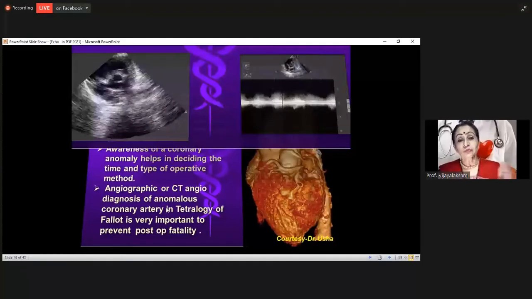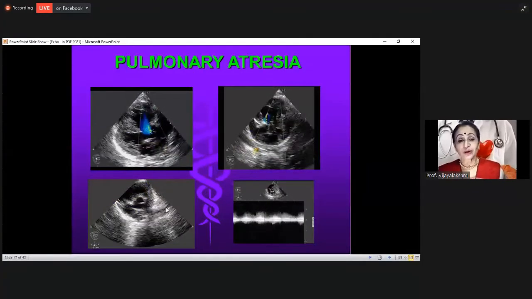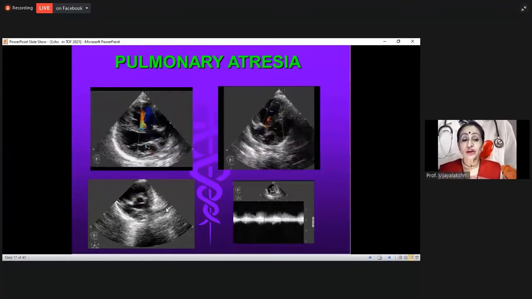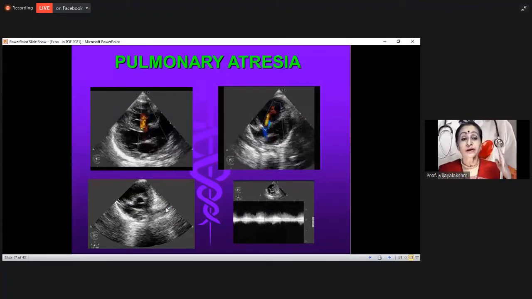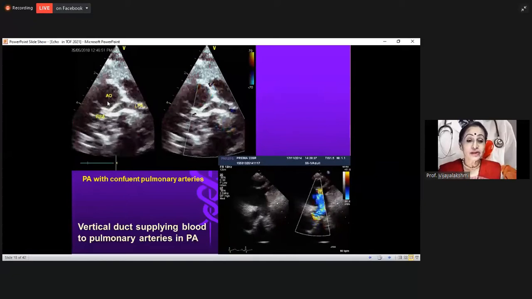Now coming to pulmonary atresia, it is a different cup of tea. Here we have to see whether the pulmonary arteries are confluent or non-confluent, and whether it is atretic. And you can see here that it is totally atretic.